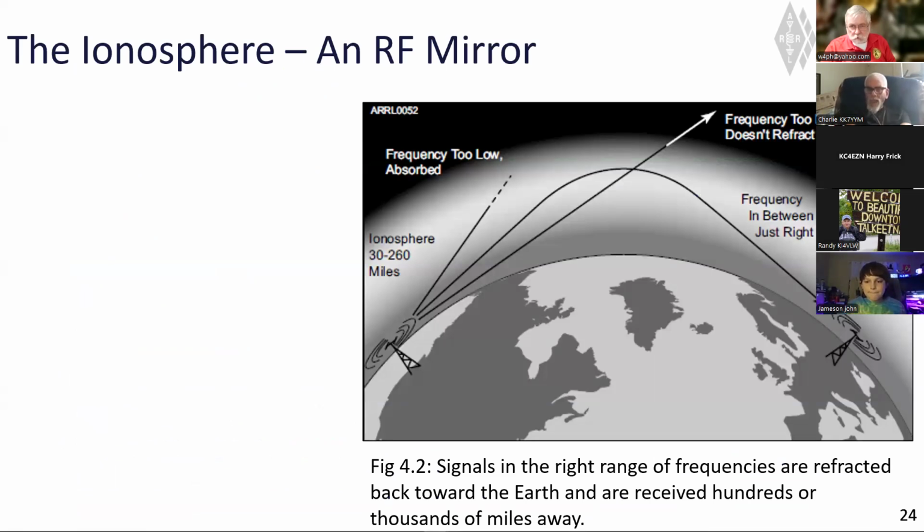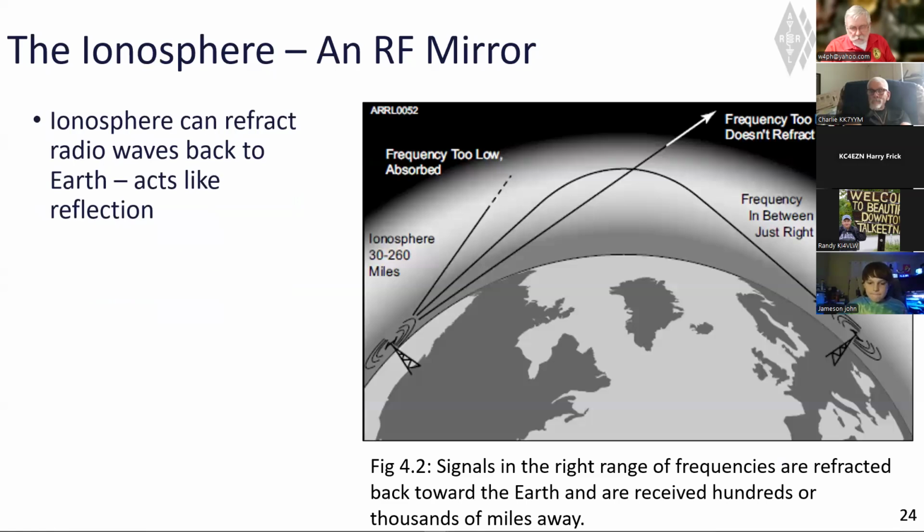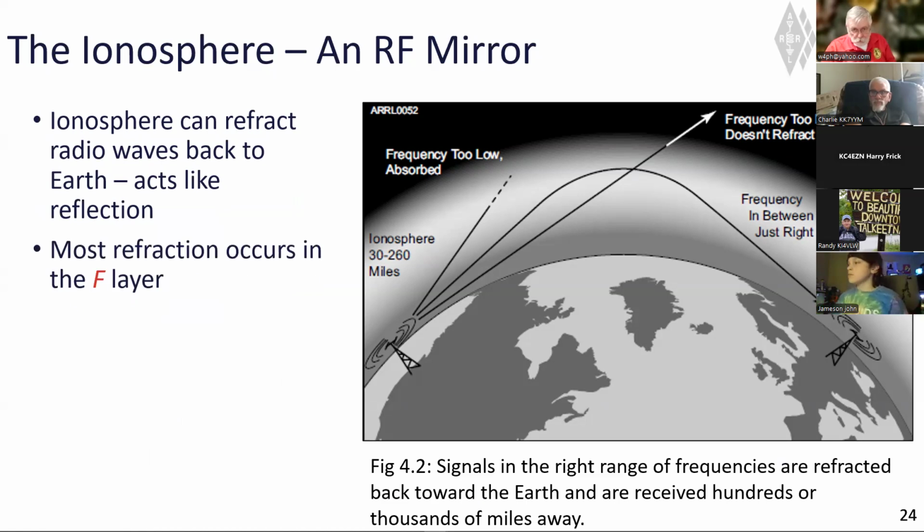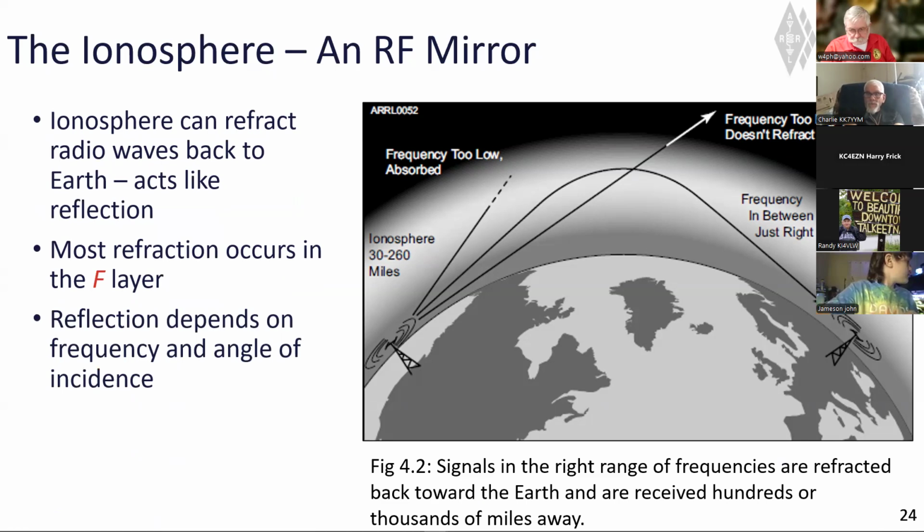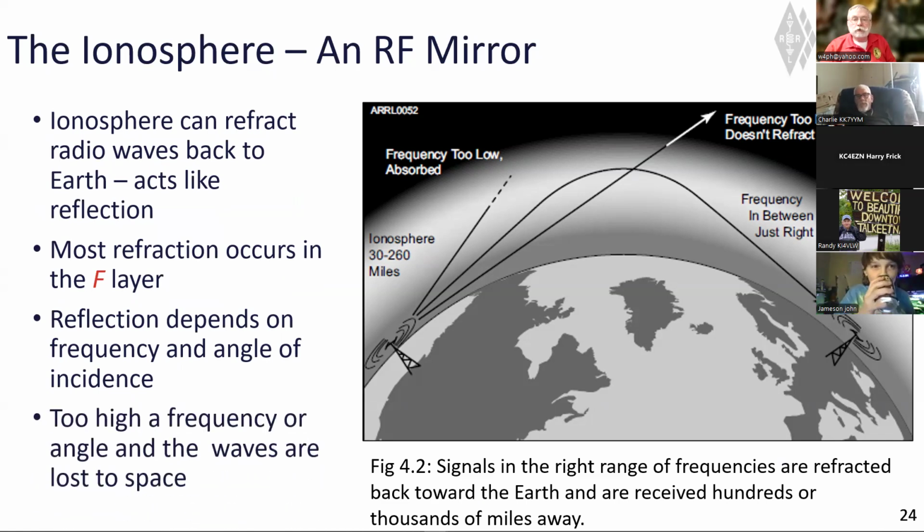The ionosphere and RF mirror. The ionosphere can refract radio waves back to the Earth. It acts like a reflection. Most refraction occurs in the F layers. Reflection depends on frequency and angle of incidence. Too high a frequency or angle, and the waves are lost to space. They go right through.